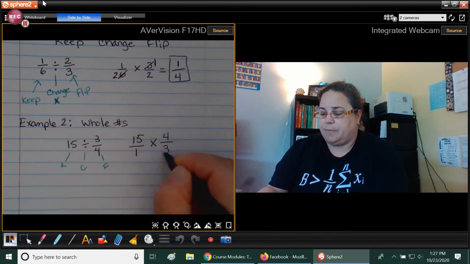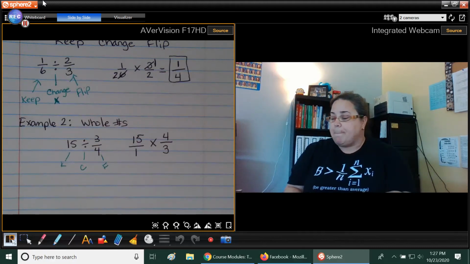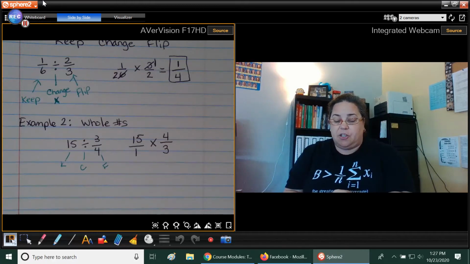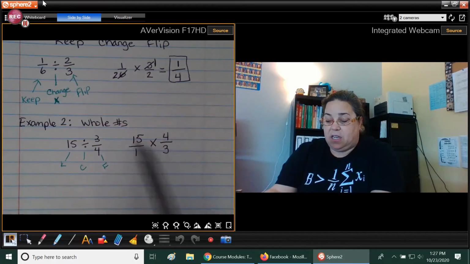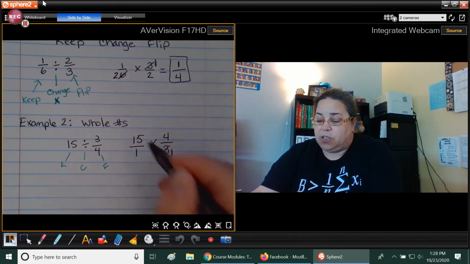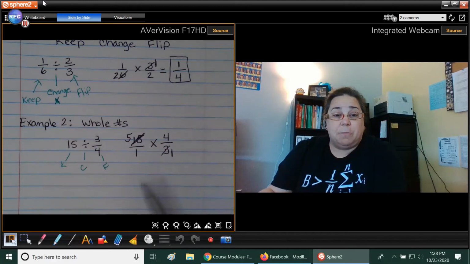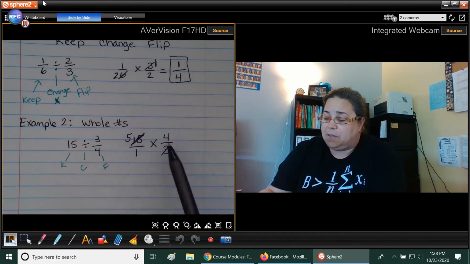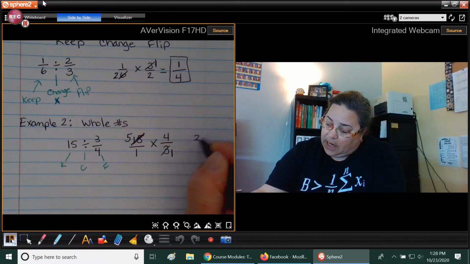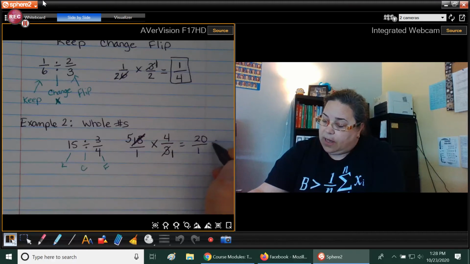4/3. Now once again, we're going to simplify before we multiply, okay? Simplify before you multiply. 3 goes into 15, right? So you can change this to a 1. And 3 goes into 15 5 times. Now I simply multiply straight across. 5 times 4, 20. 1 times 1 equals 1. Or 20 is my answer.